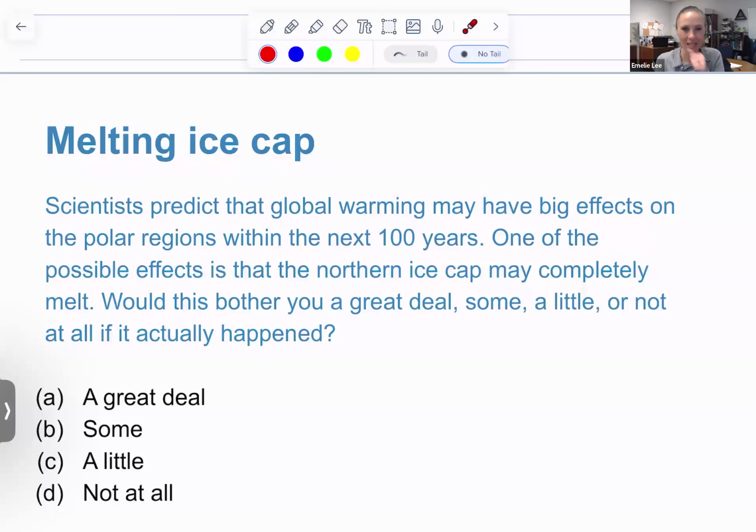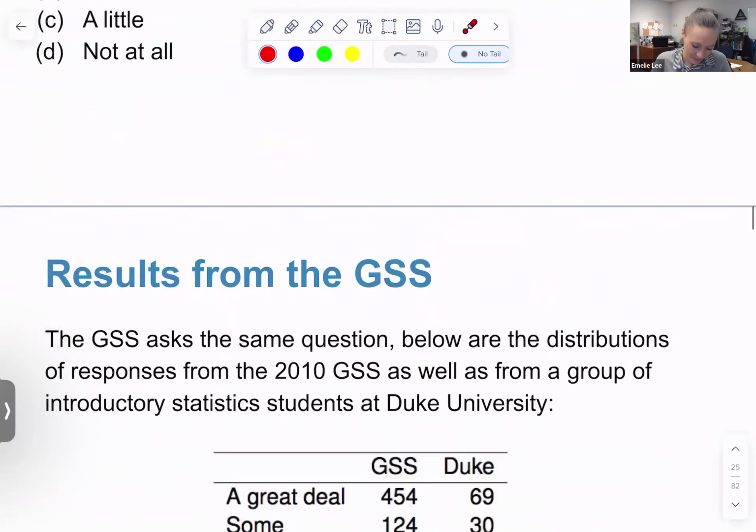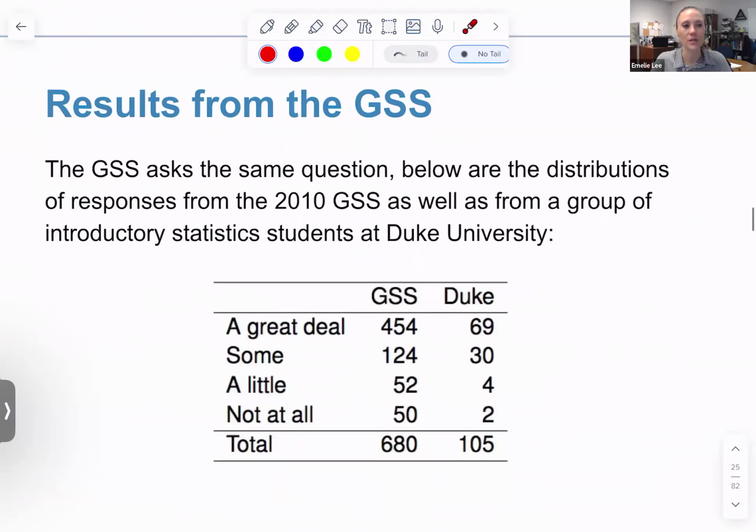So this example is talking about global warming, and so scientists predict that global warming may have big effects on the polar regions within the next 100 years. One of the possible effects is that the northern ice cap may completely melt. The question is, would this bother you a great deal, some, a little, or not at all if it actually happened? For me, I would say it would bother me a great deal. I don't know. But so here are the results.